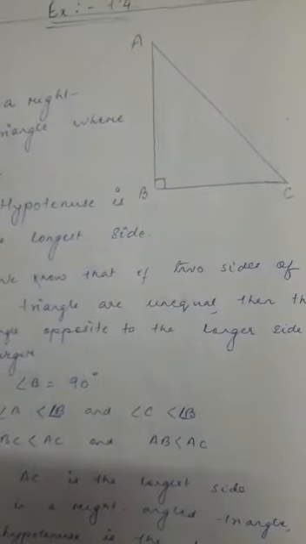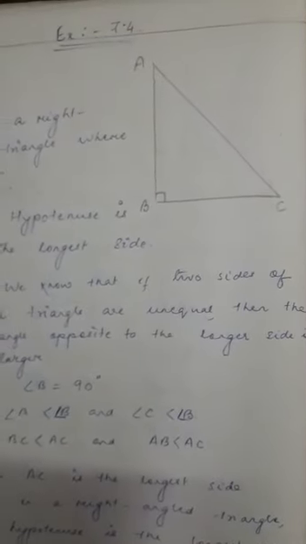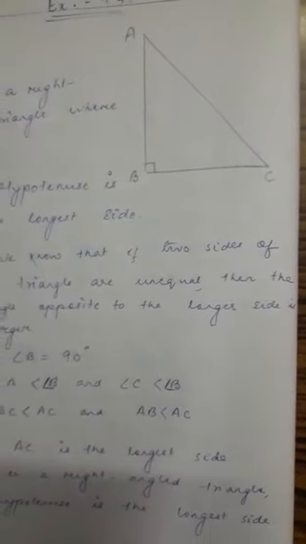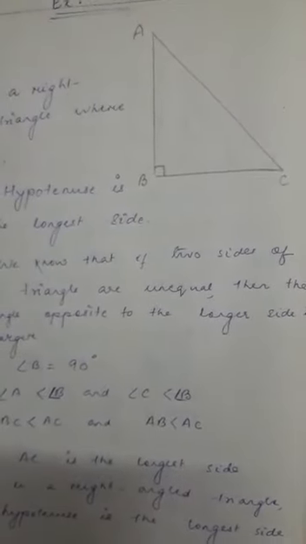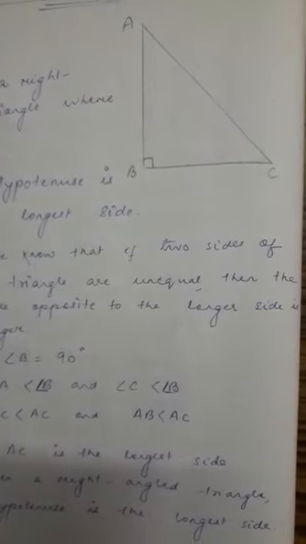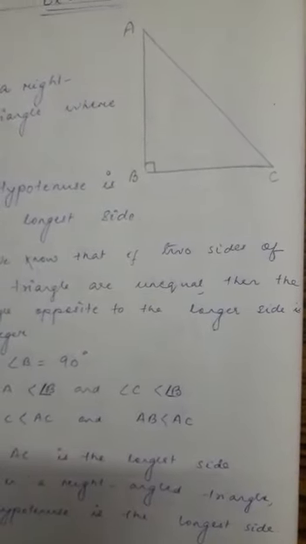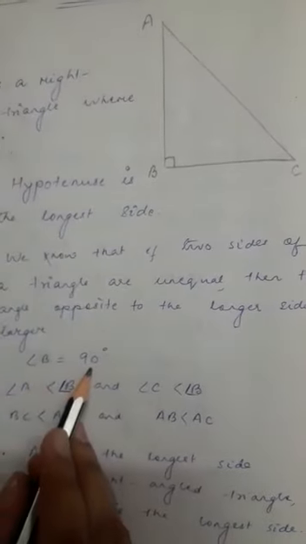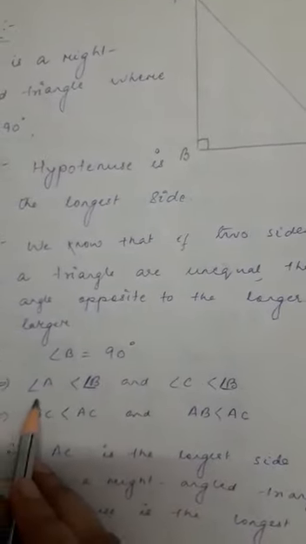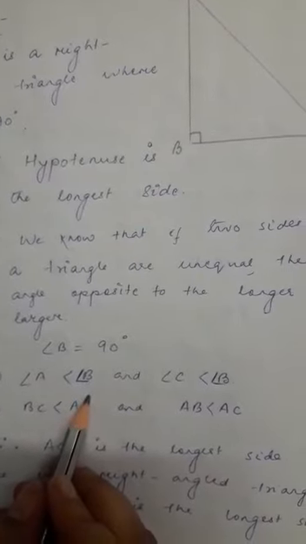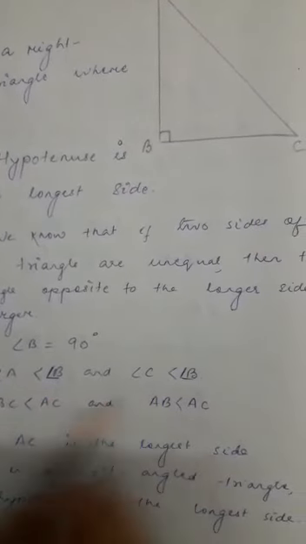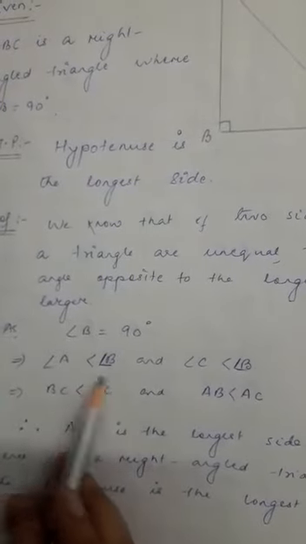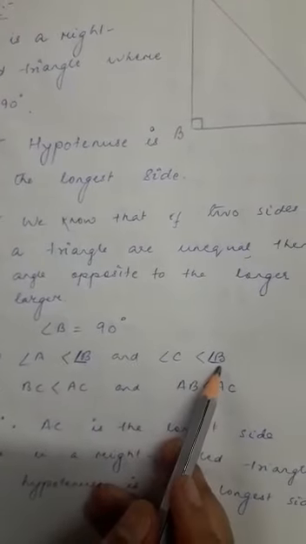In a triangle, the sum of the three angles is equal to 180 degrees. So if one angle is 90 degrees, then the remaining two angles should sum up to 90 degrees. That means those two angles will be acute angles. So angle B is equal to 90 degrees here. Angle A will be less than angle B, and angle C will also be less than angle B.